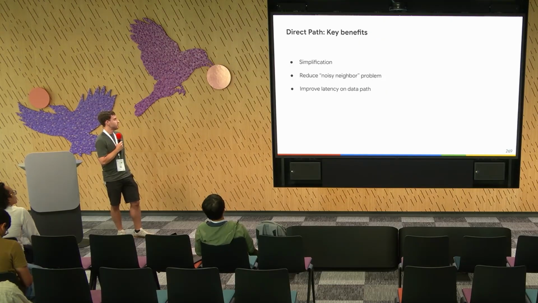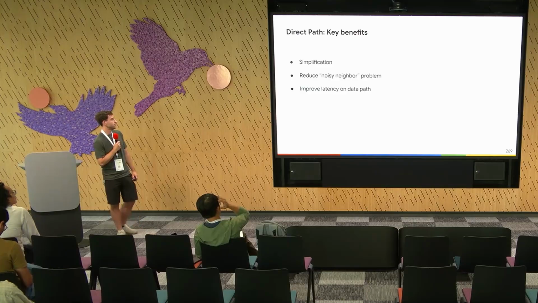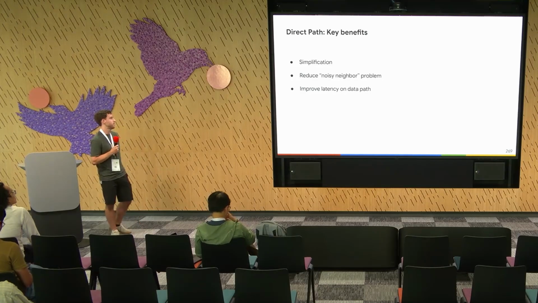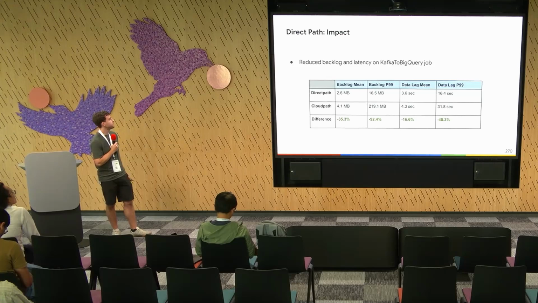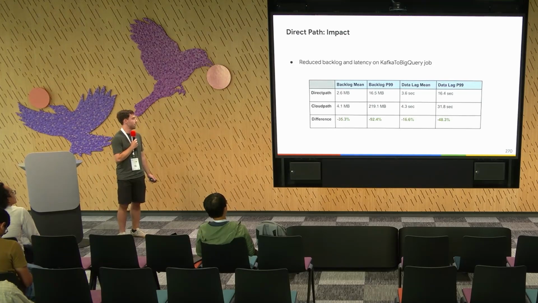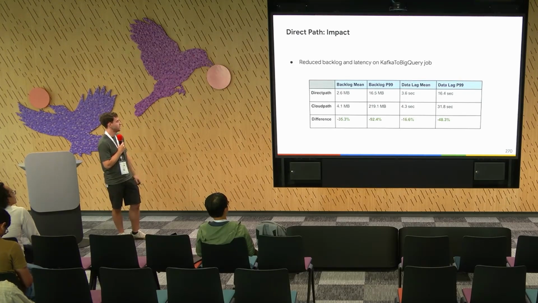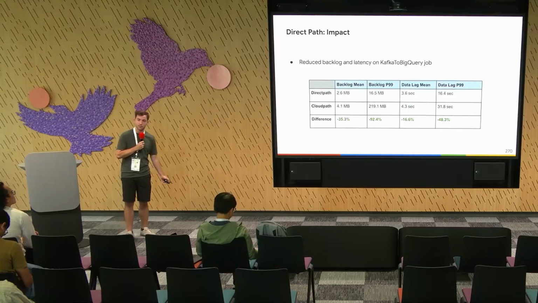Yep, so this simplifies the architecture, reduces noisy neighbor, what I just described, and improves latency on the data path. Doing some testing, we tested this on many jobs, but as a simple example, or a common example, Kafka to BigQuery. This reduced the backlog and the data watermark lag. So this looked really good on all of our test jobs.